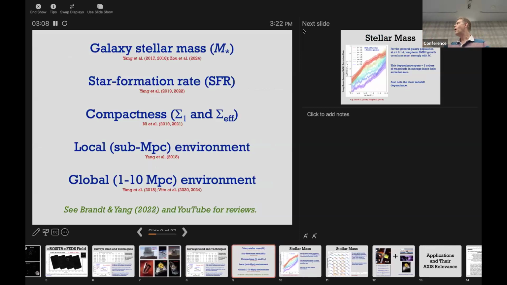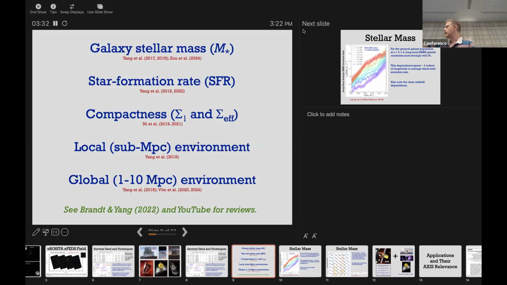I won't be able to go through all the correlation studies given the time I have, but briefly, we find that there are important correlations between supermassive black hole growth and galaxy stellar mass, as well as star formation rate, particularly of the bulge component, as well as galaxy compactness. Those are the main drivers.